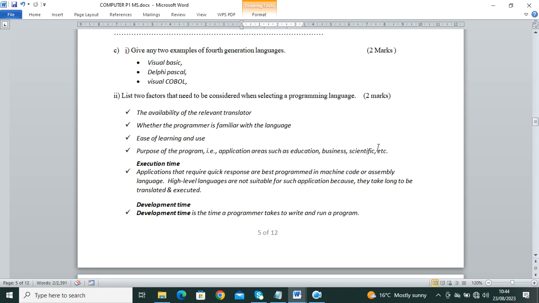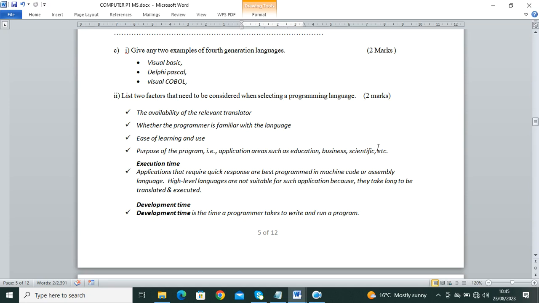We have Visual Basic or VB, Delphi, Pascal. We also have Visual Combo. List 2 factors that need to be considered when selecting a programming language. Number 1 is availability of relevant translator. Number 2 is whether the programmer is familiar with the language. You cannot use a programming language that you cannot understand.